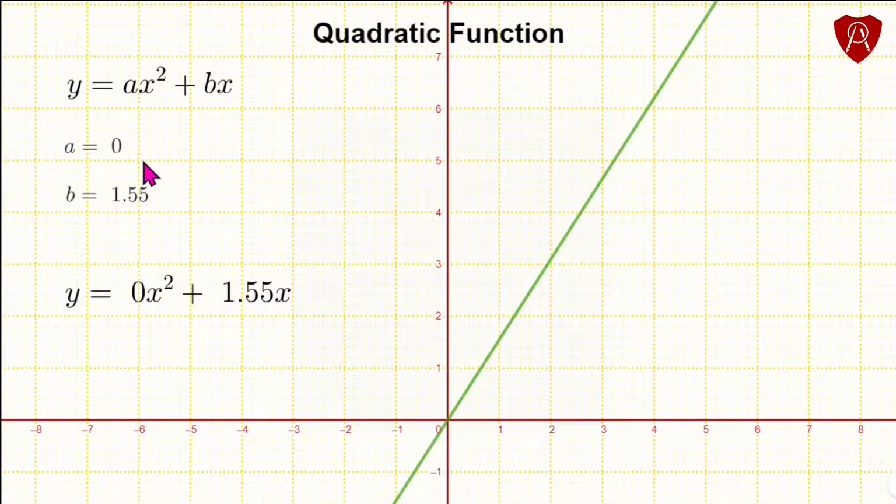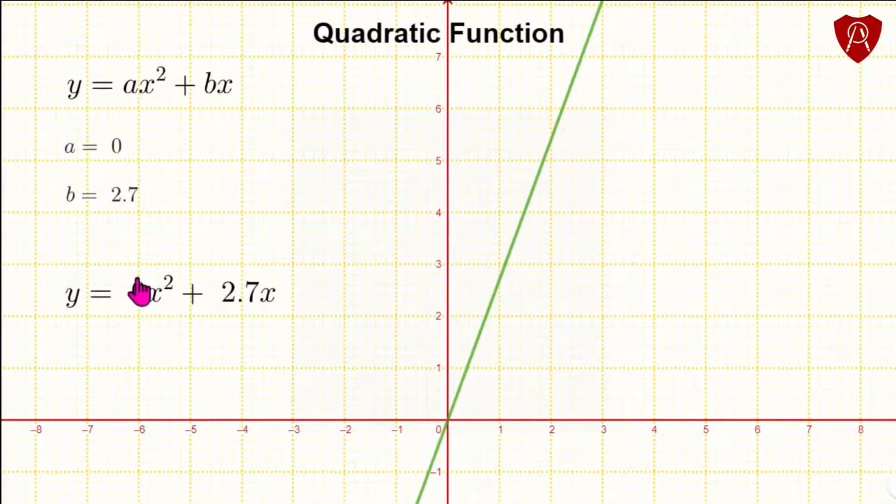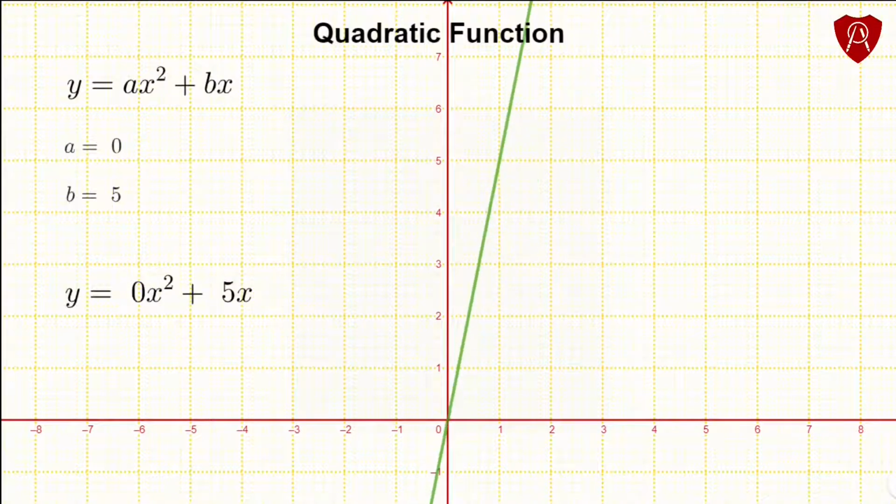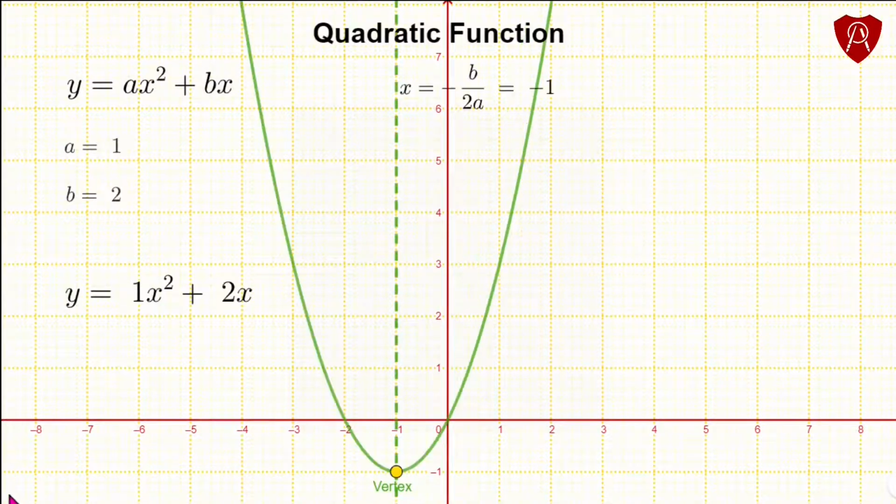Note that if a is 0, the term with x squared disappears. And so we no longer have a quadratic function. What we have now is a straight line, a linear function, and b is the gradient. Key point to note: in a quadratic function, the leading coefficient a should never be equal to 0.